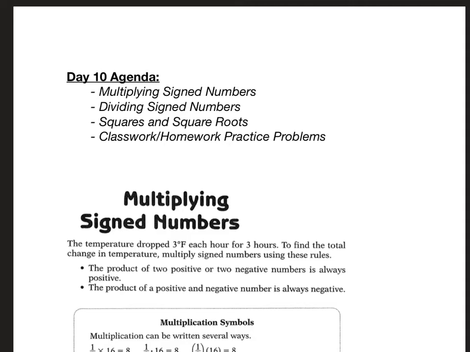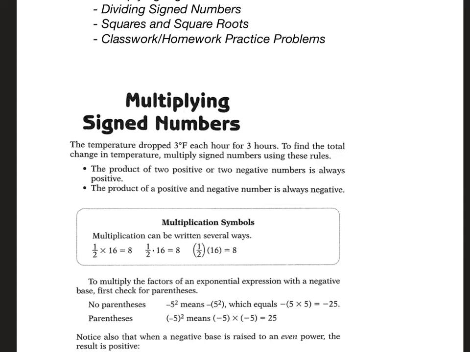Day 10, multiplying, dividing signed numbers, squares, and square roots. So when we're multiplying or dividing signed numbers, we want to keep in mind that if our signs are the same, our answer is going to be positive. If our signs are different, then our answer is going to be negative.